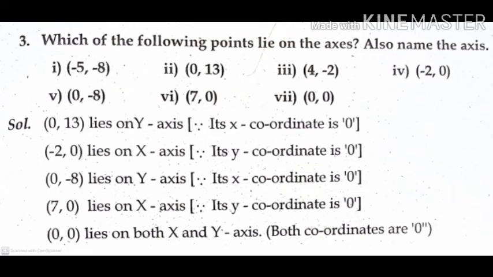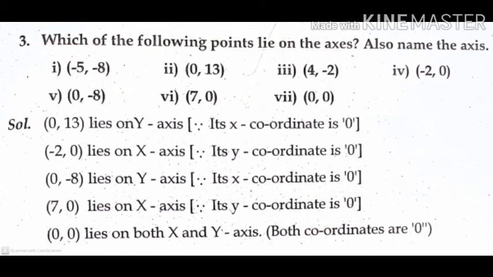Next, third question. Which of the following points lie on the axis? And also name the axis. Observe the given points in the third question. (-3, -8) and (4, -2) do not belong to any axis, since either x or y should be 0. But here 0 is not contained in the first and third questions.